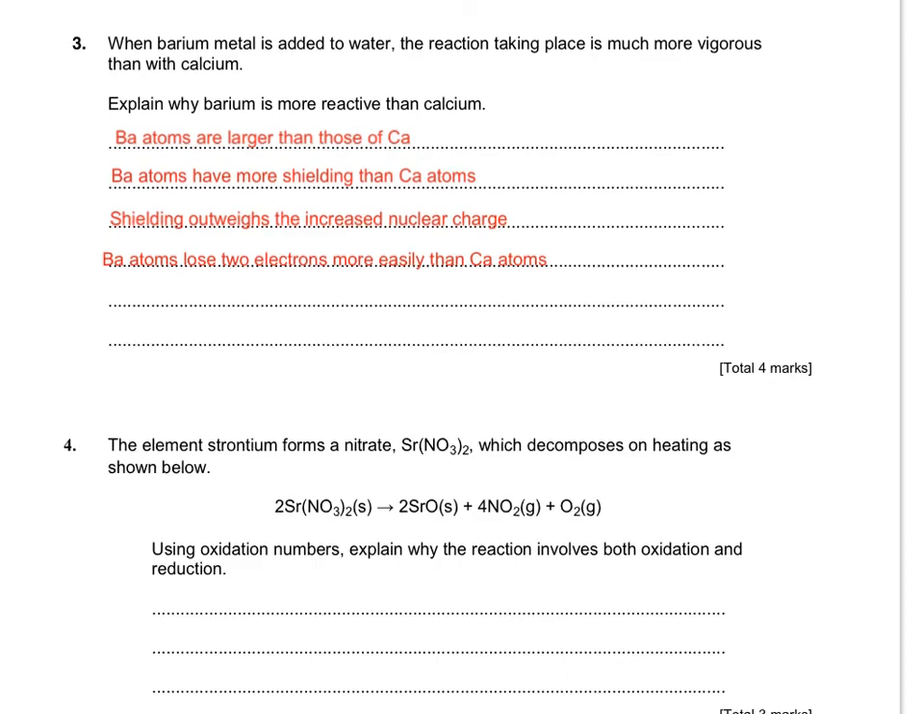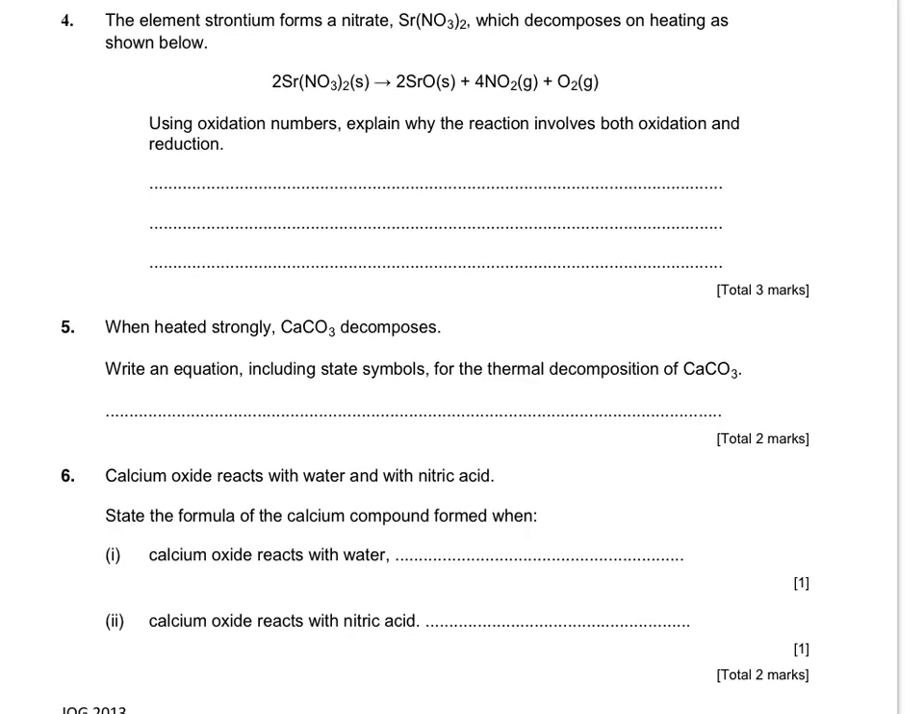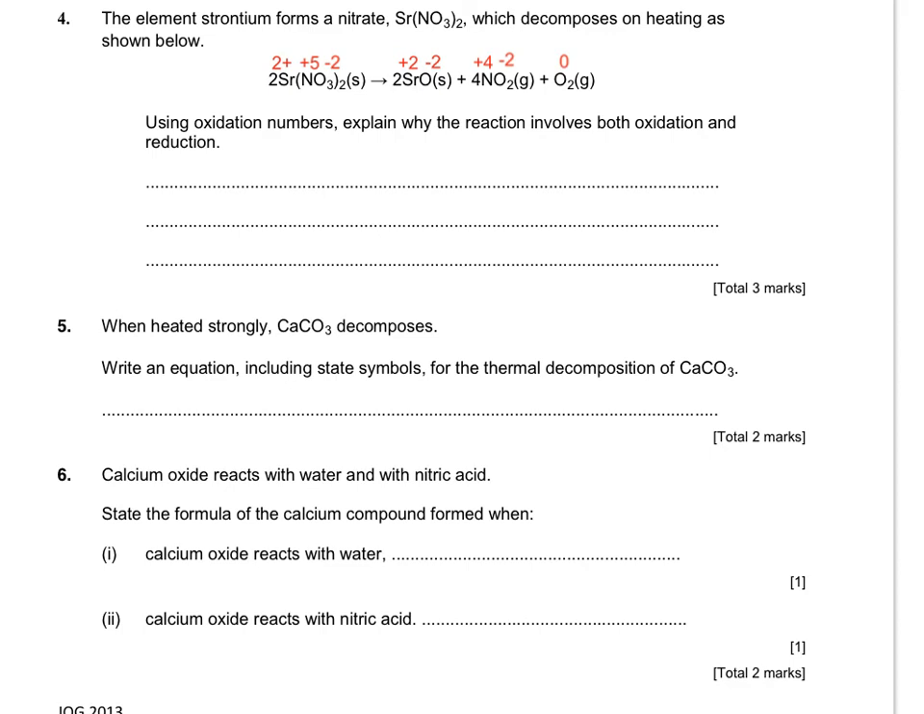So moving the page down a bit to the next part. Okay, so these are the remainder of the questions. The fourth is asking us to use oxidation numbers to explain why the reaction involves both oxidation and reduction. So the first thing to do is assign the oxidation numbers so you can speak about it, or rather write about it, with some confidence. So firstly, looking at oxygen, it changes from -2 in strontium nitrate to 0 in oxygen gas, so it's oxidized. And nitrogen changes from +5 in strontium nitrate to +4 in nitrogen dioxide, so nitrogen must be reduced.